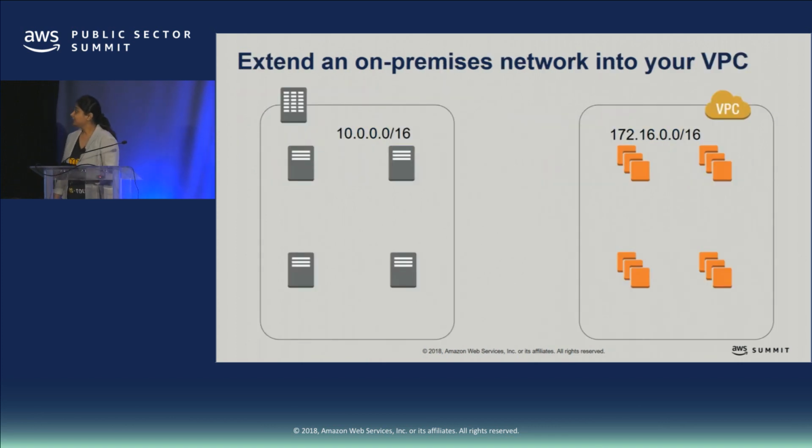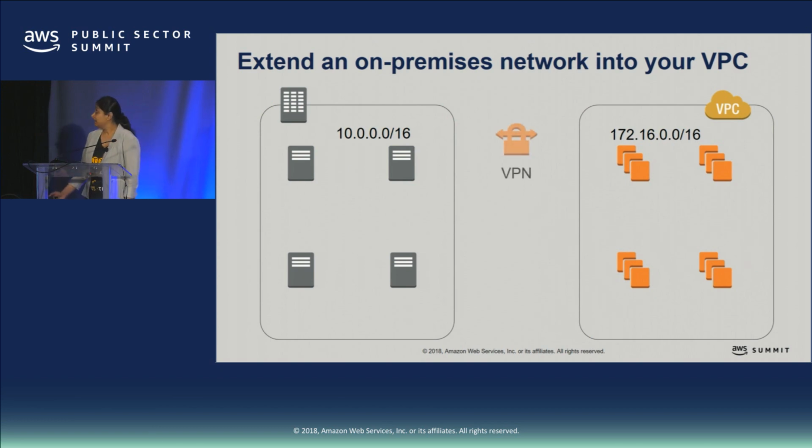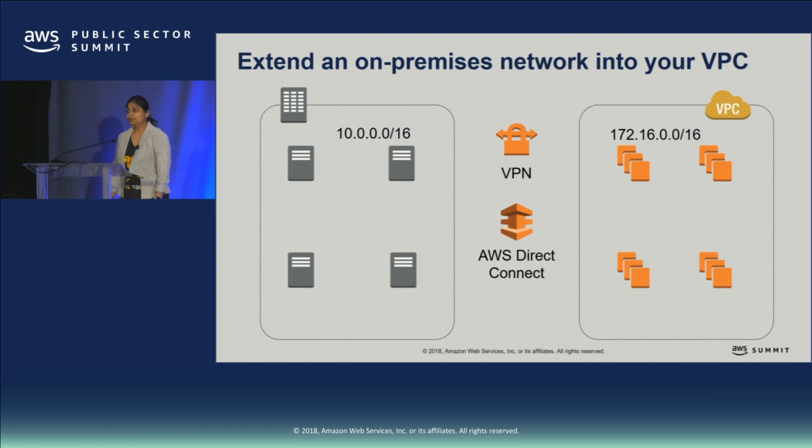So when we talk about networking within AWS, everything ultimately comes down to two primary connectivity options: a VPN connection, a Direct Connect connection. So let's assume you have a VPC set up with a 172.16/16 network. You have your on-premises set up with a 10.0/16 network. How would you establish connectivity between both these networks?